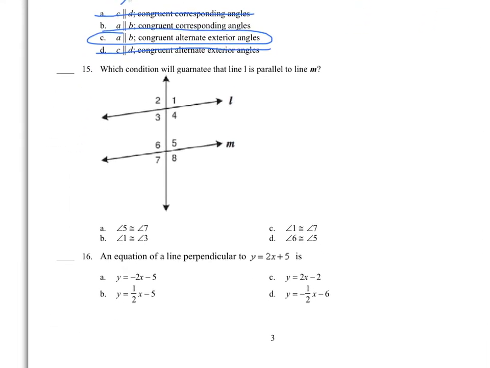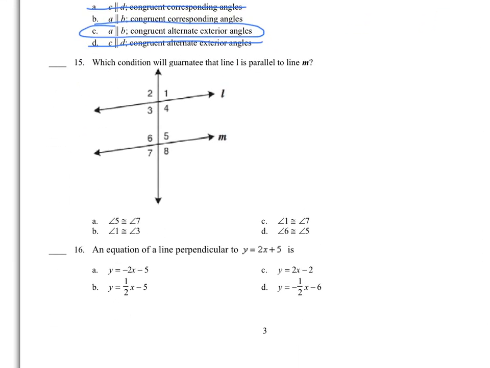And number 15, which condition will guarantee that L is parallel to M? Well, if 5 and 7 are congruent, look at that. We're talking about this angle and this angle. Those are vertical angles. They're congruent. It has nothing to do with parallel lines, so that's out. 1 and 3, again, vertical angles. That doesn't prove lines parallel.